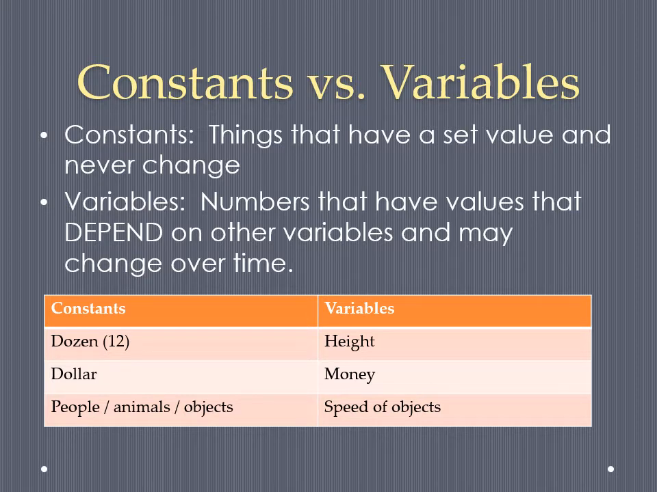On the other hand, variables are values that actually can be changing. So if you look at the amount of money in your bank account, that's going to go up or down. It could even go negative if you borrow money from the bank. And other variables like your height changes over time, how fast objects go changes over time. These are all variables.